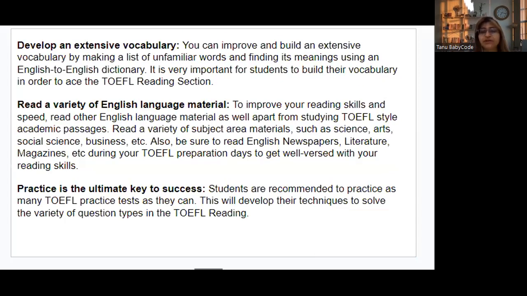Develop an extensive vocabulary. So make use of the Babycode application. We provide you vocabulary according to the topic specific. There are different categories from which we provide you the examples and the explanation of the meaning, as well as in Hindi, which is also available there. Read a variety of English language material, right, which we are providing you. Practice also, because it's the ultimate key.